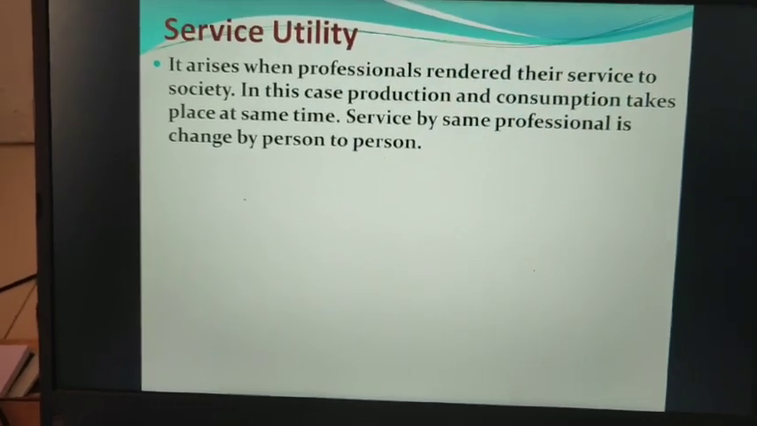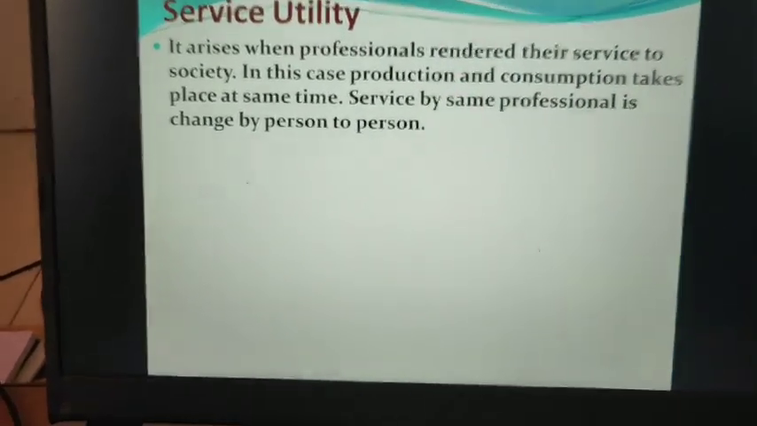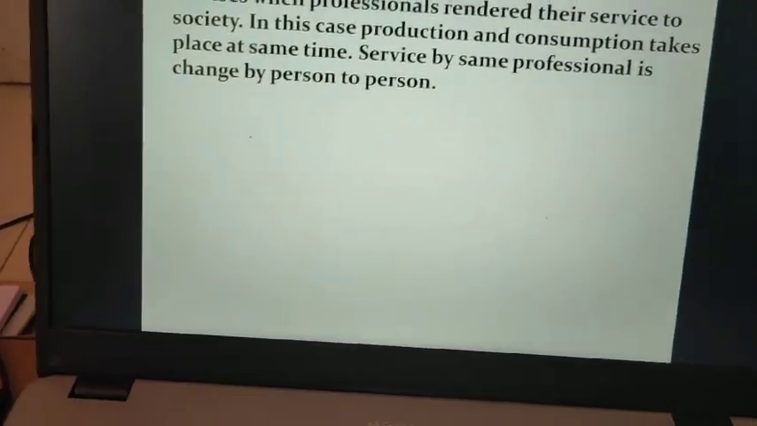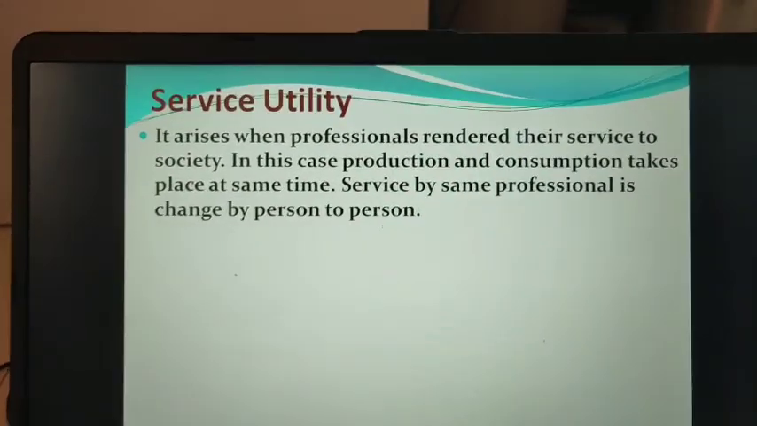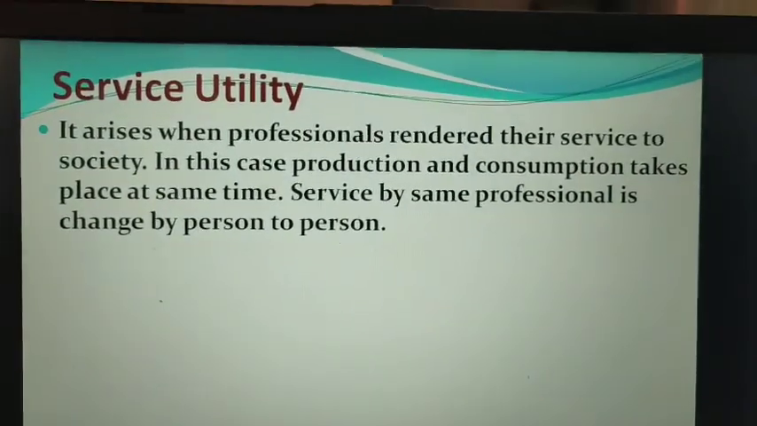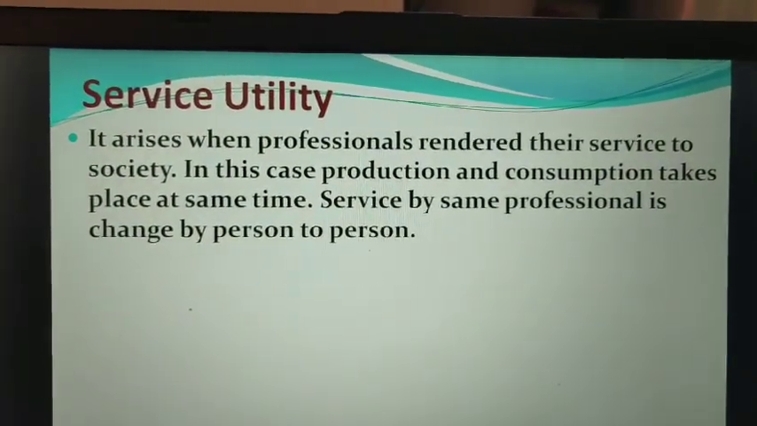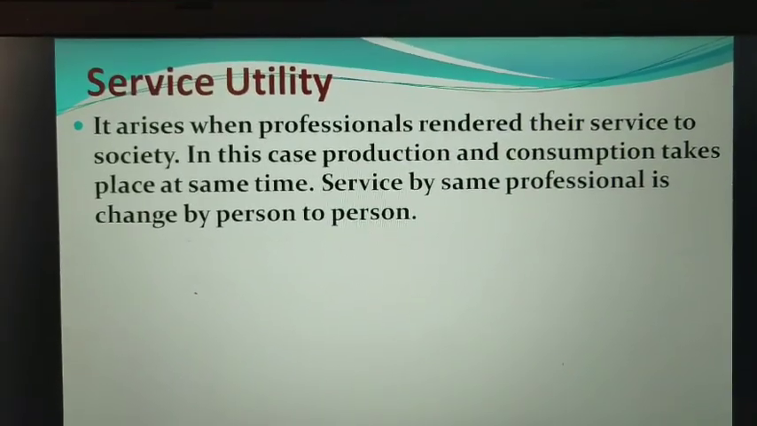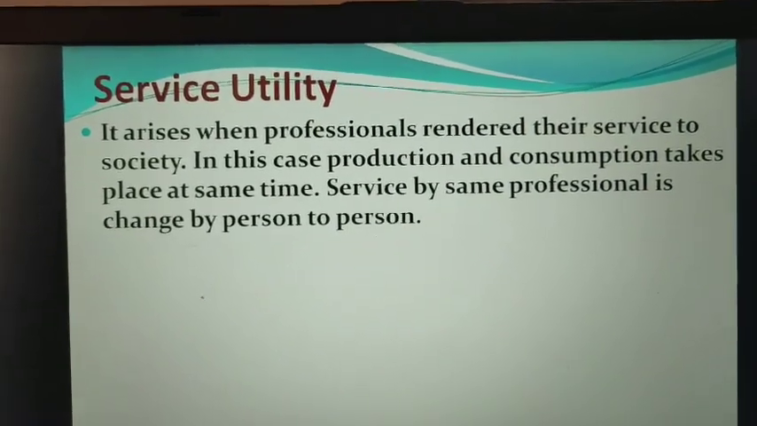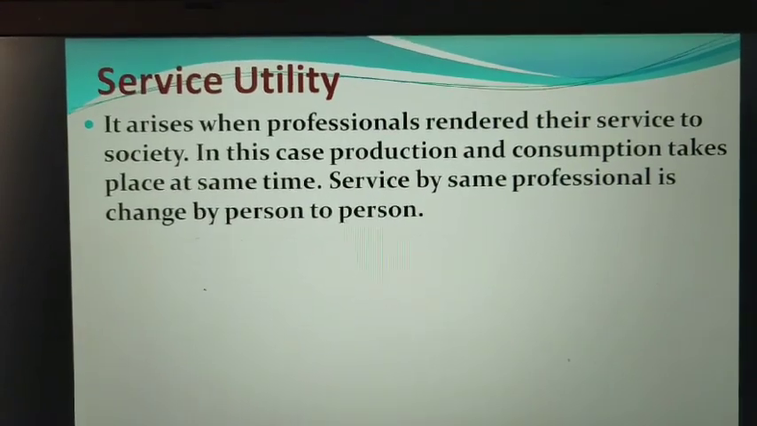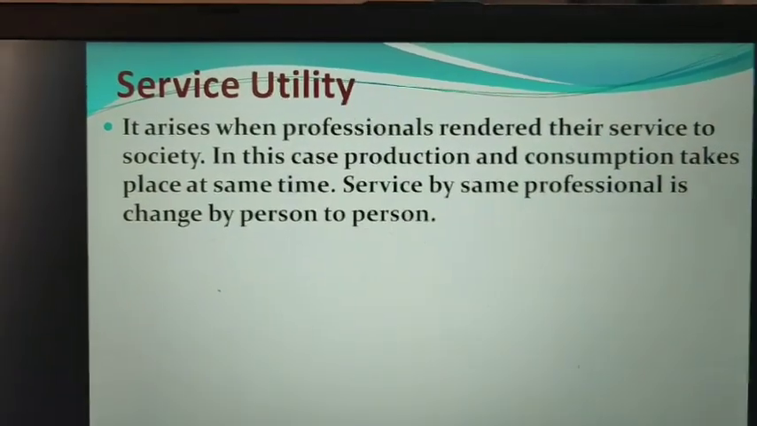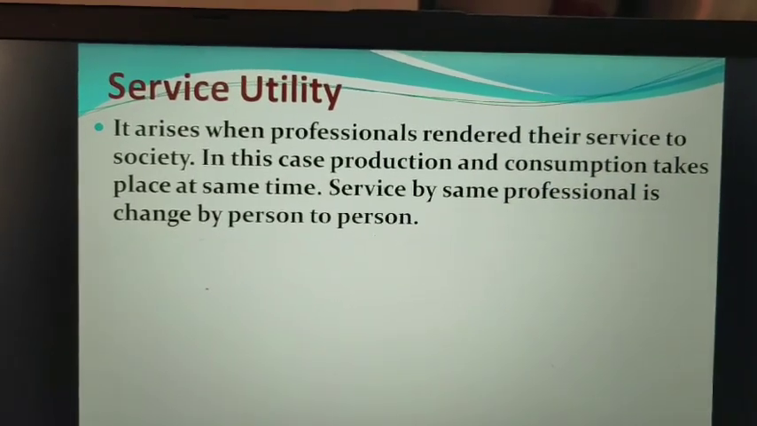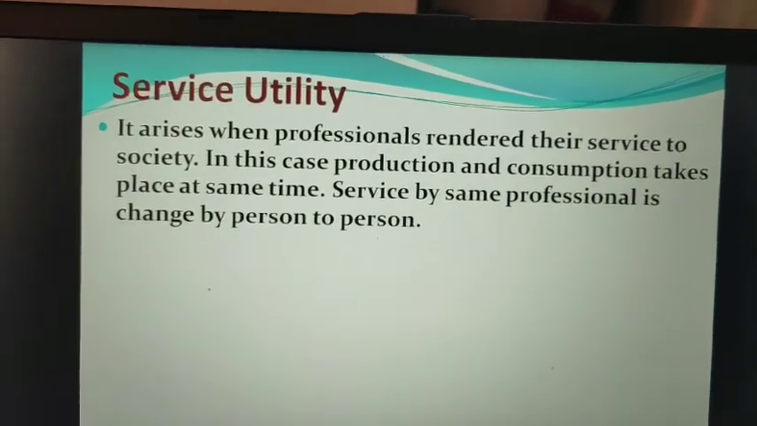So, service provided by the same professional: a doctor will not give the same medicine to every patient. Whenever he is treating his patient, he will check what the illness is, what the problem is, then according to that he will try to cure by giving different medicines, right? So everyone's treatment is different, okay.